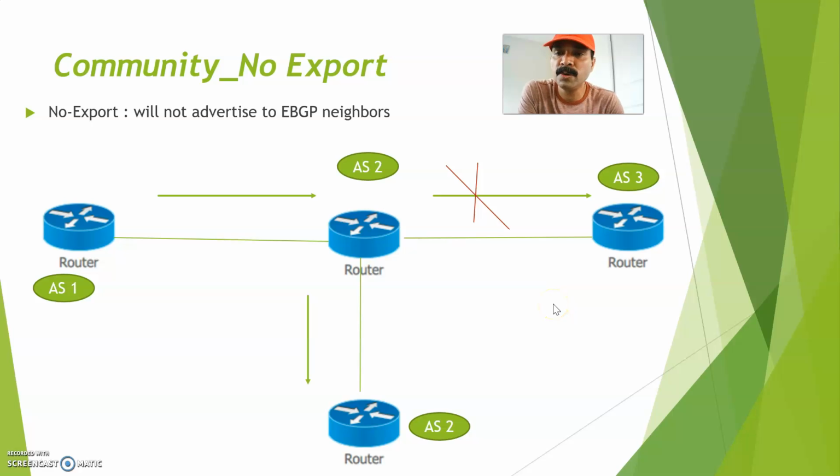And what about community no export? That means it will not advertise any update to any EBGP neighbor. So that is the difference between no advertise and no export.